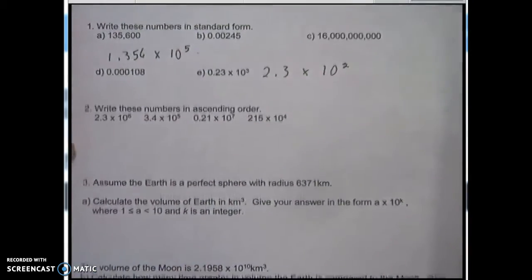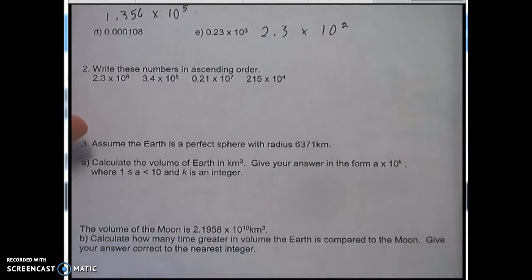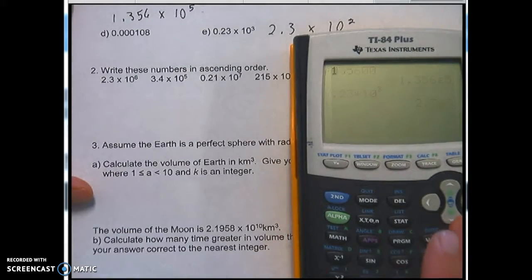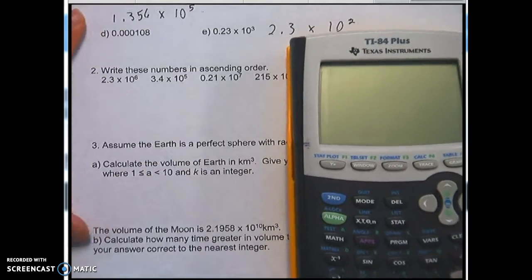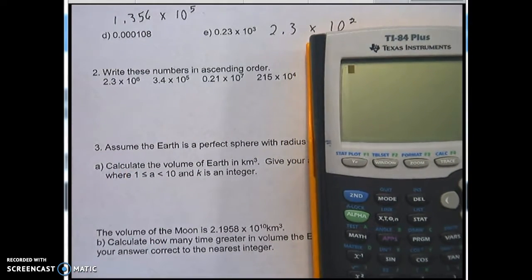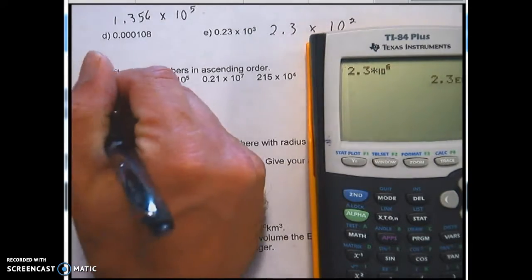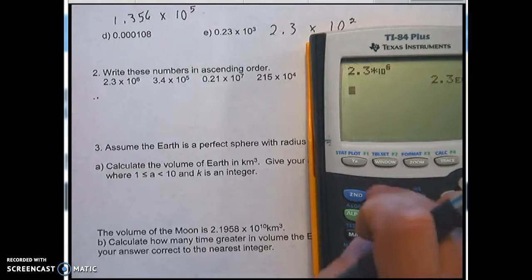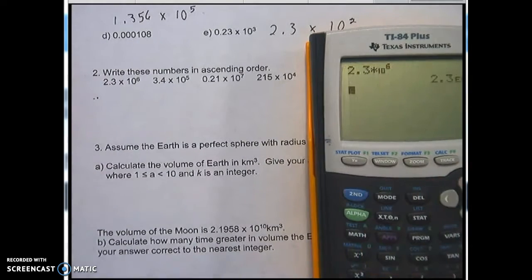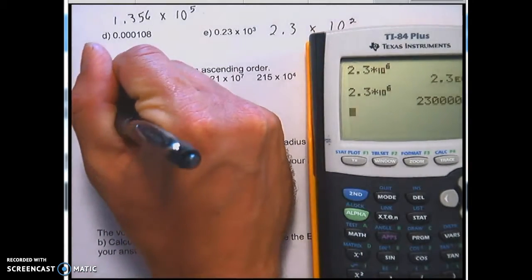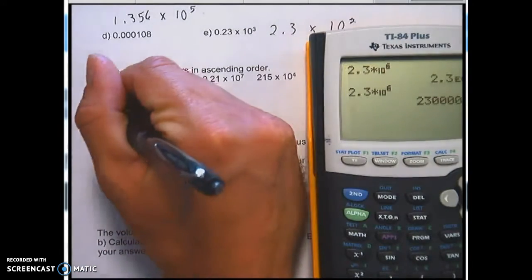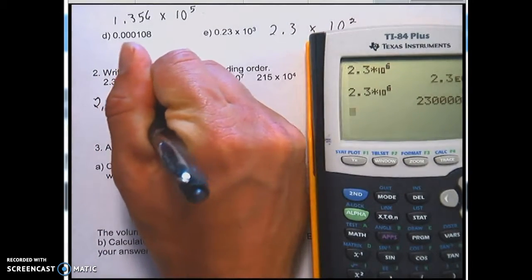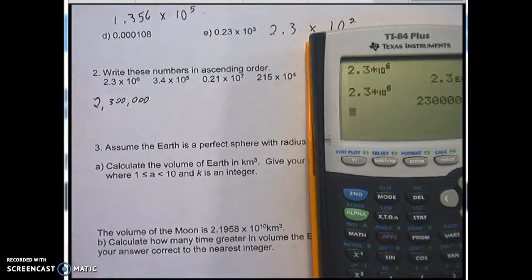So if you are given a series of numbers and you're told to write them in ascending order, what I recommend you do is first convert these numbers into a form that you're familiar with. So you've got 2.3 times 10 to the sixth. That's simply, if you switch back into normal mode, that's, let's see, 2,300,000, and that's that one right there.